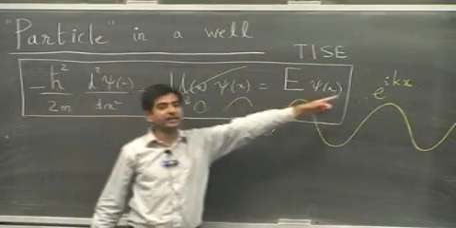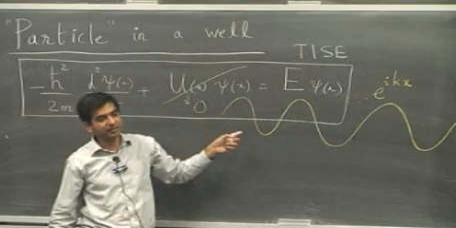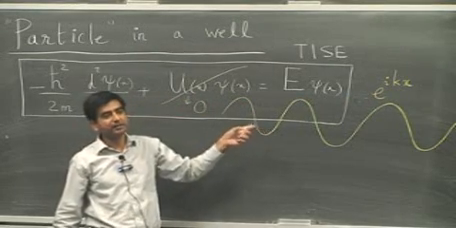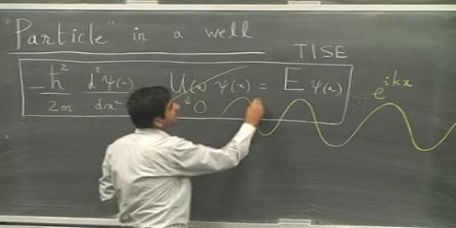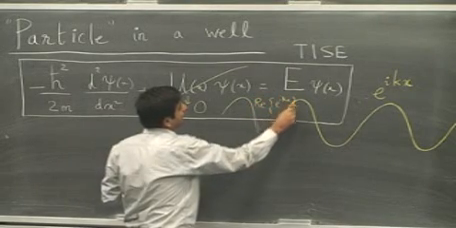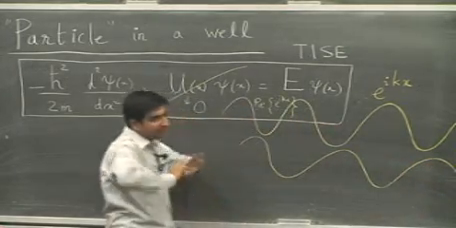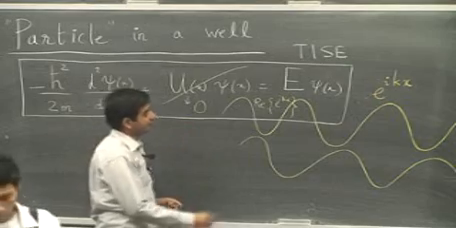We cannot plot e^(ikx) directly because this is a complex number, so we will have to plot the real part separately and the imaginary part separately. So this is the real part of e^(ikx), and we can also plot the imaginary part of e^(ikx), which is simply a phase displaced version of this wave function.